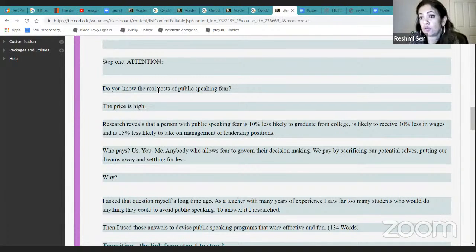And you first have to get the attention of this audience. And this is nothing new. You've always done this. This has always been your strategy right from your introduction speech to your profile speech to your informative speech, and now you're doing your persuasive speech. So you need to get the attention of the audience.